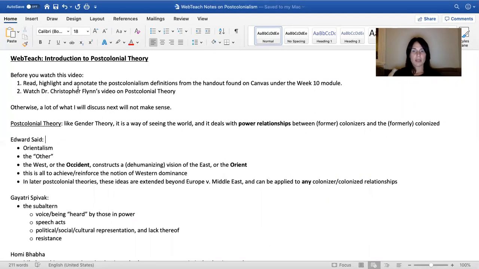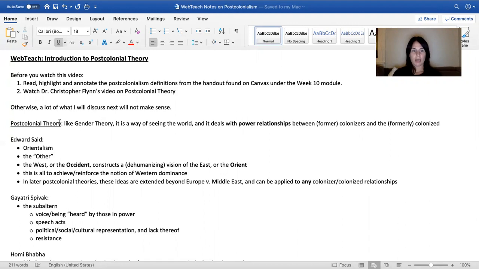So we'll start with this idea of post-colonial theory. If you recall, the last unit that we did was on issues related to gender theory. It wasn't all of gender theory, right? That would be like an entire lifetime of study, but just some issues related to gender theory.